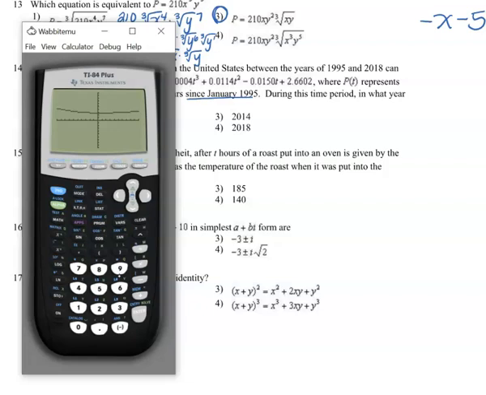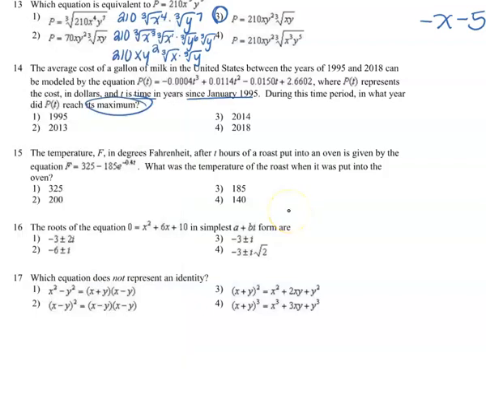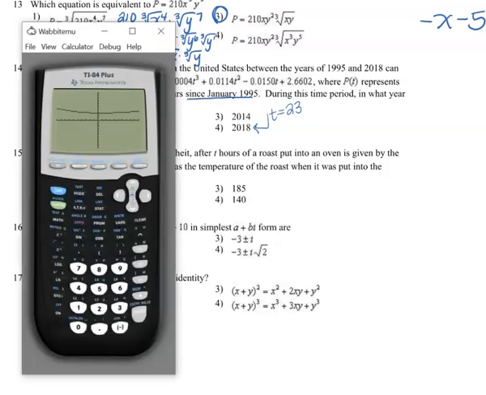Now, what I did to help me figure out the window I wanted to look at was I looked at my year options and I thought to myself, well, 2018 is 23 years since 1995, because that's the beginning of this function. So with that being said, I kind of rounded up to 25, let's say. And so my x max, I'm going to adjust to 25. Hit graph.